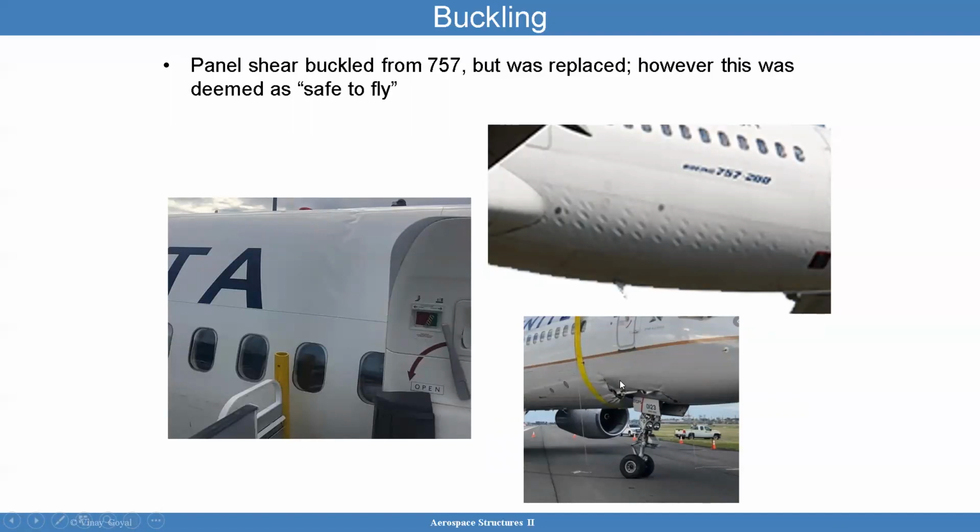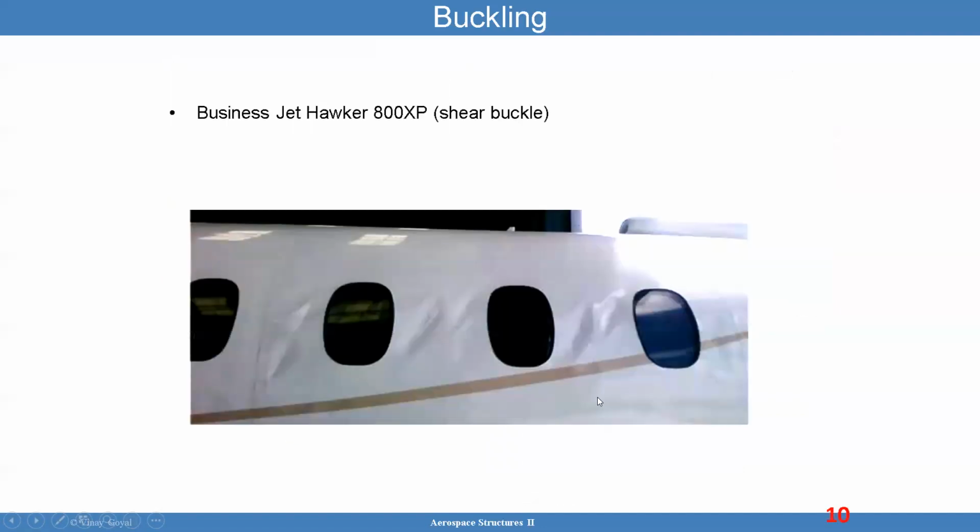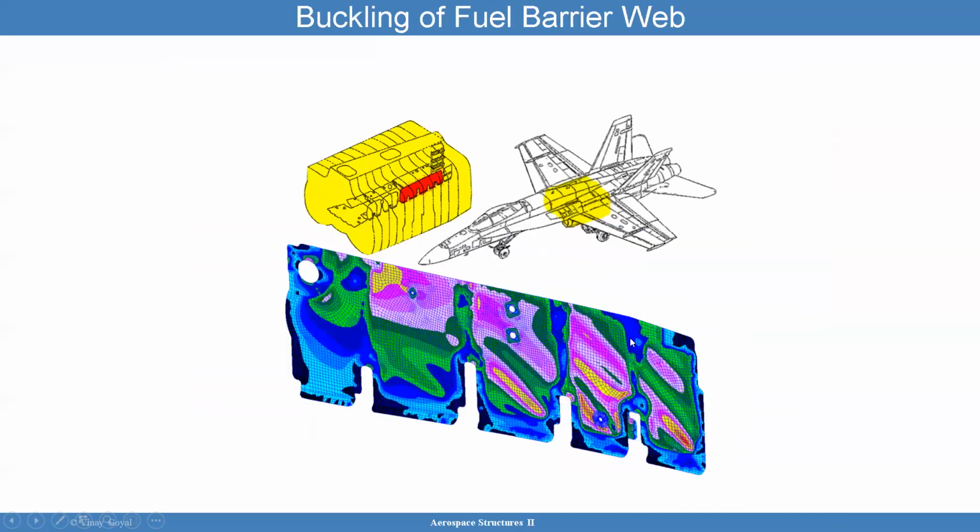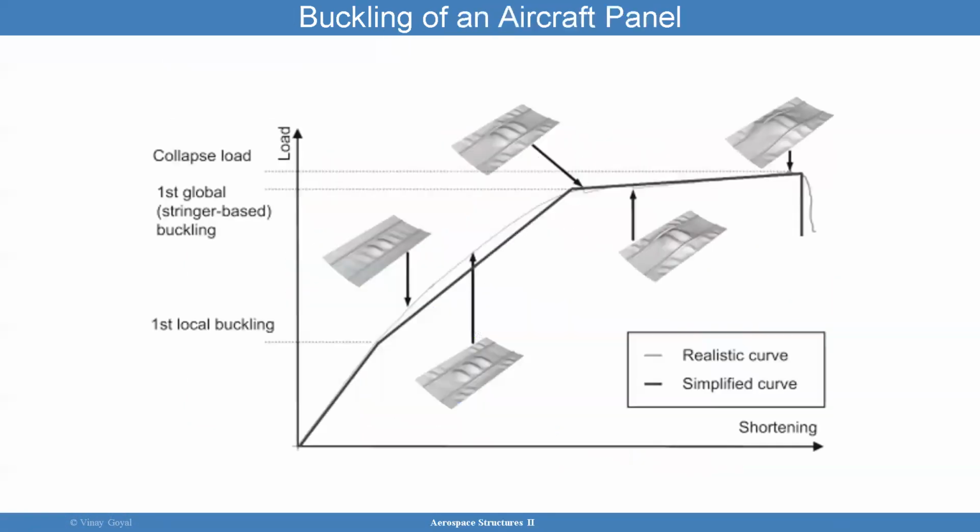United Aircraft, you can see some buckling there as well. Here is a business jet, a Hawker 800XP, with some shear buckling shown as well. And here you have a military aircraft. The point I want to make is that in the fuel barrier section, you typically have this fuel barrier here in the core that can also see a lot of shear, and it could cause it to buckle.